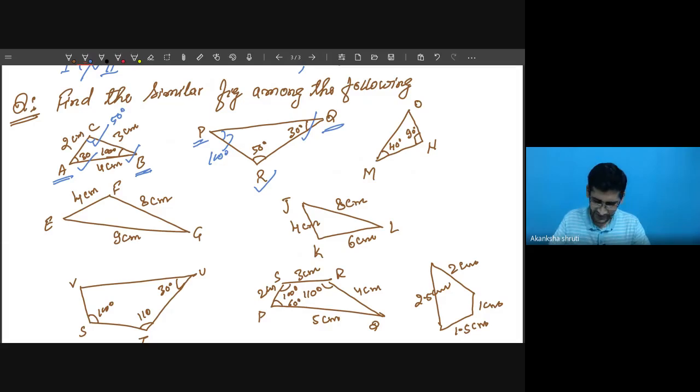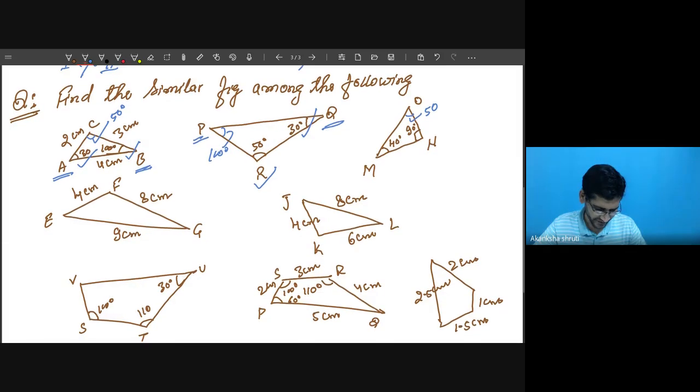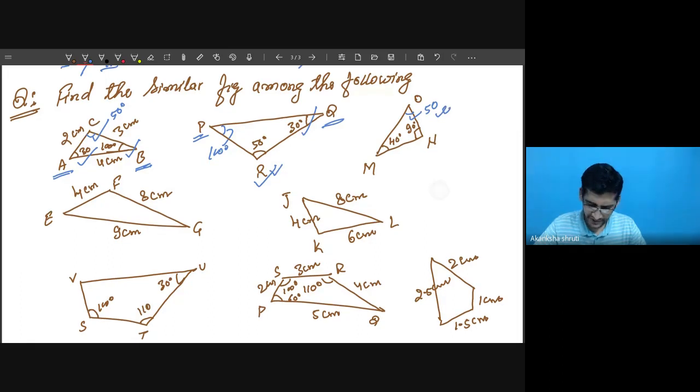Now let us compare with the third one. Yes, one angle is 90, another angle is 40. Obviously, the other angle will also be 50 degree. So here we are getting 50 matching with R, but the other is not matching. Neither this 90 is anywhere, nor this 40 is anywhere. So these two triangles are not similar. Okay, this one. Now we have to go for the ratios.